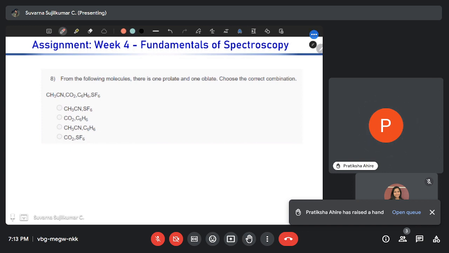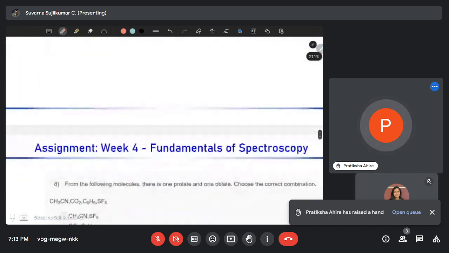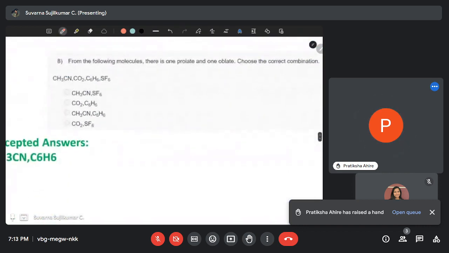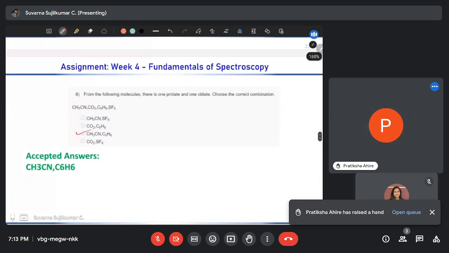Any thoughts? Third answer, ma'am. CH3CN. Yes, correct. CH3CN is a prolate. What is the condition for a prolate? We just discussed IA less than IB, which is equal to IC.